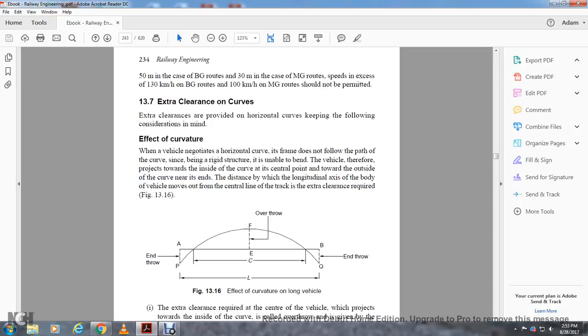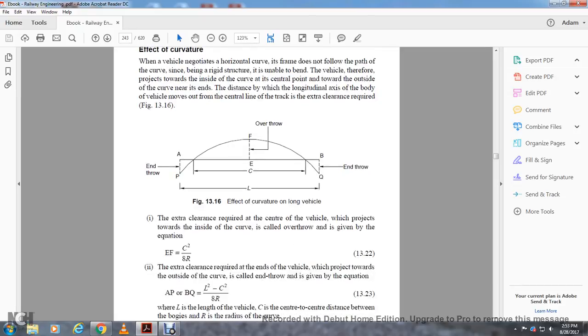Figure 13.6, effective curvature of a long vehicle. A and P, and B and Q, are the ends of the throw. F and E are the points of the overthrow. C is the length from A to B, and L is the length of the vehicle.